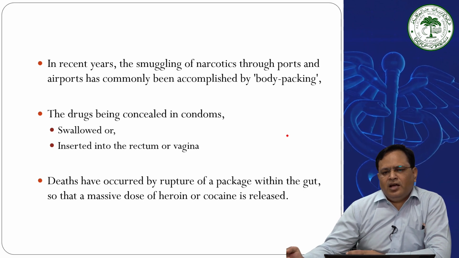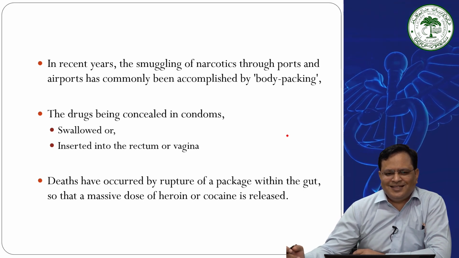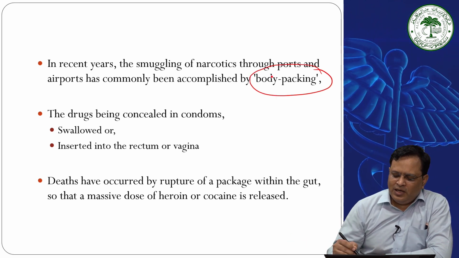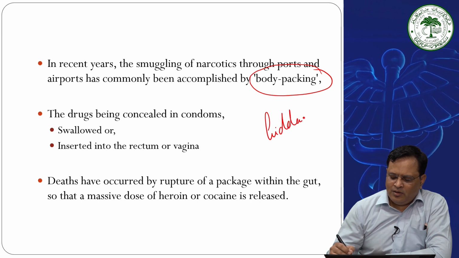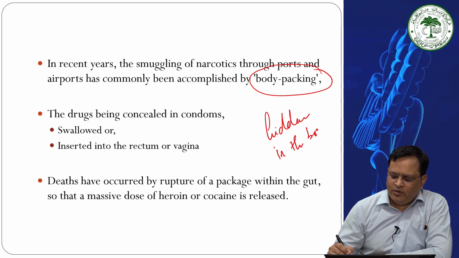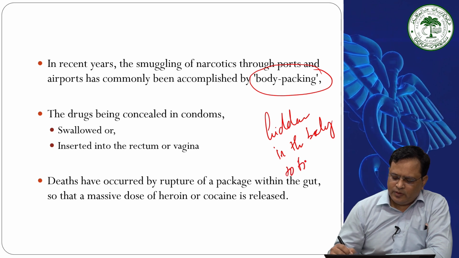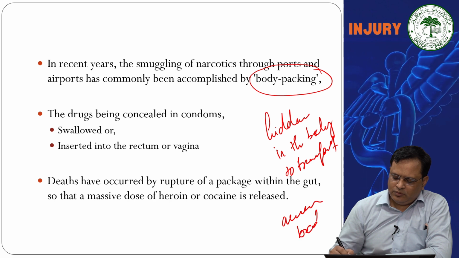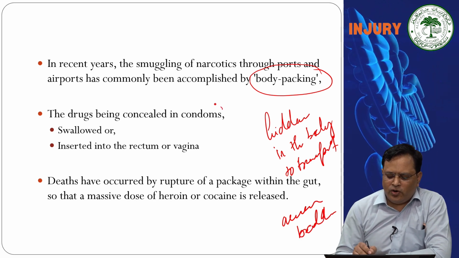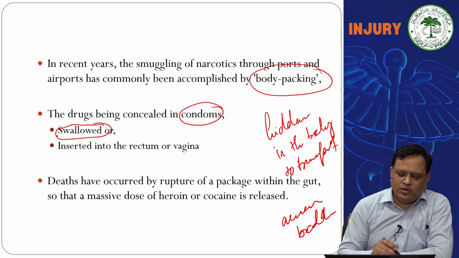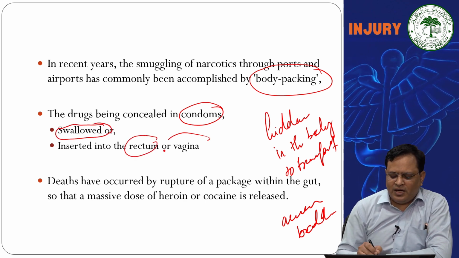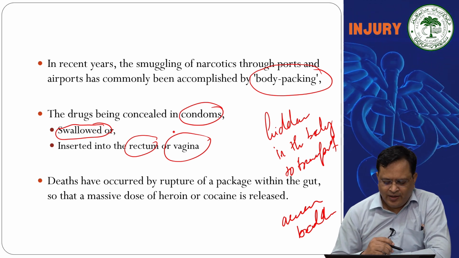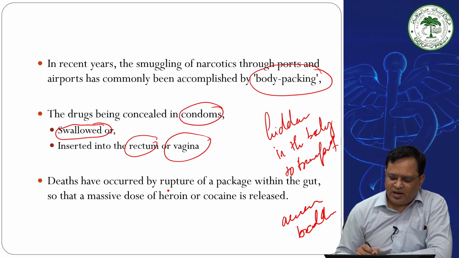In recent years, smuggling of narcotic substances through ports, airports, which I was discussing, has commonly been accomplished by body packing. Means some of the materials are being hidden in the body to transport across the border. Drugs are concealed in condoms, swallowed or inserted in the rectum or vagina, so they can pass through the scanners at the border. Death may occur by rupture of the condom.